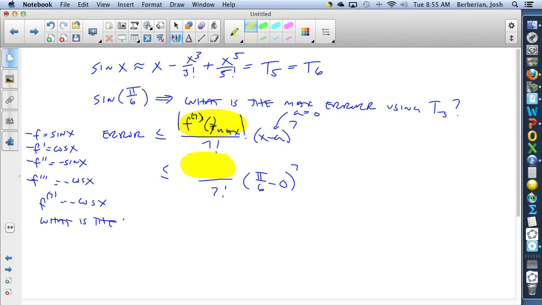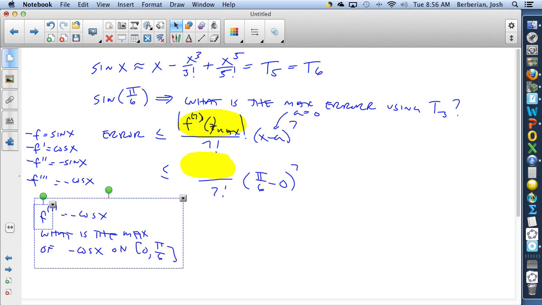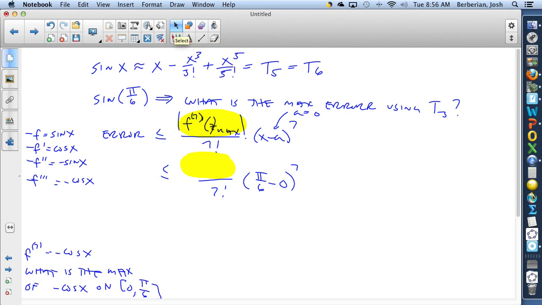What is the maximum of negative cosine of x? Did I mess up? I think it's negative sine. 1, 2, 3, fourth... Fifth, sixth, seventh. I think it's negative cosine, but let's do it out, because sometimes you can make mistakes when you don't do it out.